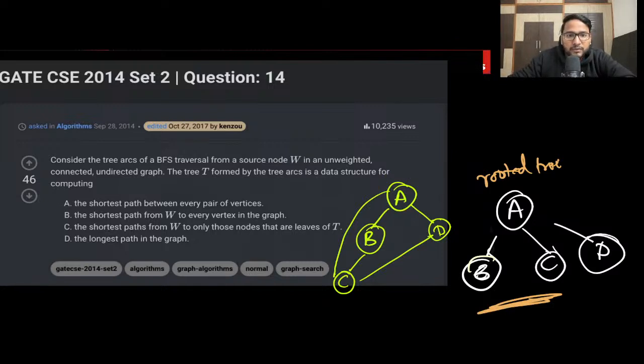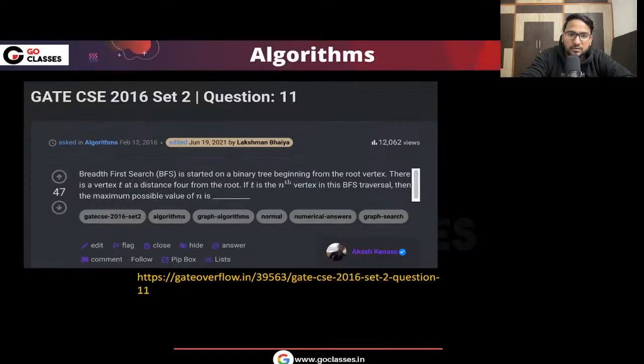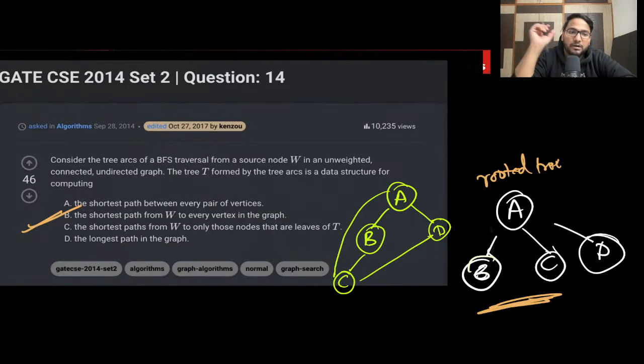So shortest path between every pair of vertices, do you think so? No. The shortest path from W to every other vertex? Yes. Shortest path from W to only those that are leaves? No, that's not like that. So basically B is the correct answer. The longest path in the graph? No, it's not like that. I don't have the answer currently, but yeah, B is the correct answer.